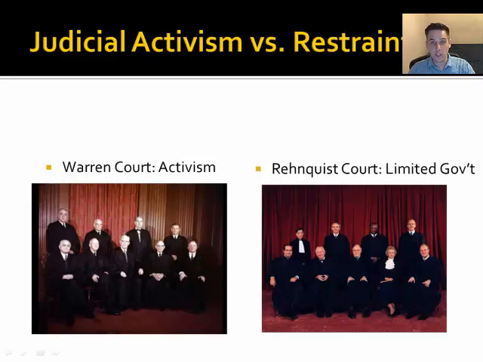So, judicial activism versus judicial restraint. For the next couple of videos in class, we're going to be talking about the Supreme Court. The Supreme Court has the power to overturn laws, and they have the final say. There's only two ways that the Supreme Court's decisions can be overturned.